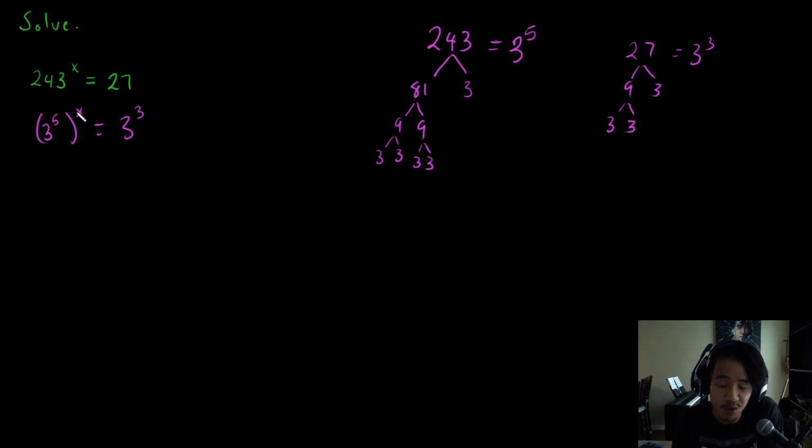Now we have a power raised to a power, so we can multiply the powers. So this is 3 to the 5x. This is equal to 3 to the 3rd. So now all we got to do, our bases are the same, is set the exponents equal to each other. So we have 5x is equal to 3, so x is equal to 3 over 5.